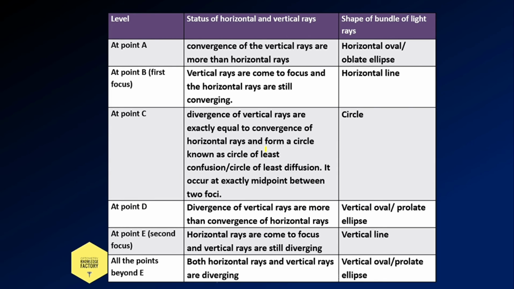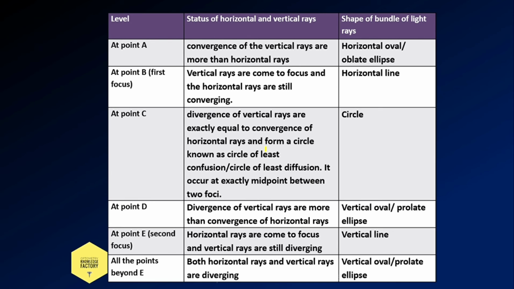At point C, divergence of vertical rays is exactly equal to convergence of horizontal rays and forms a circle known as the circle of least confusion or circle of least diffusion. It occurs at exactly the midpoint between the two foci.